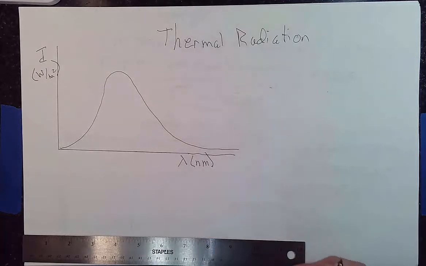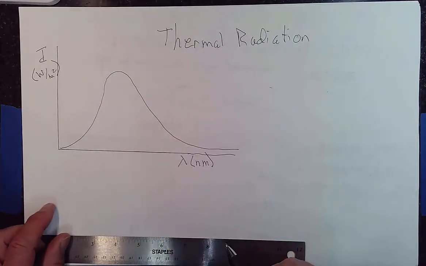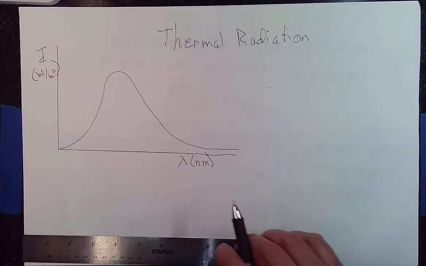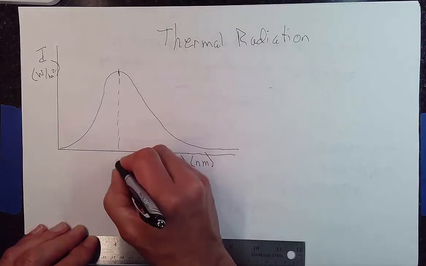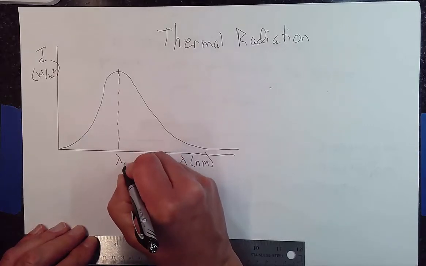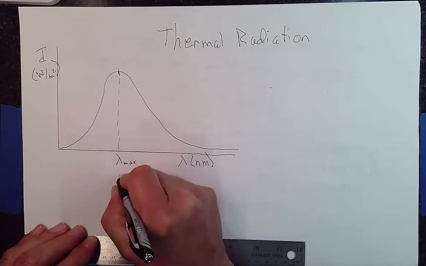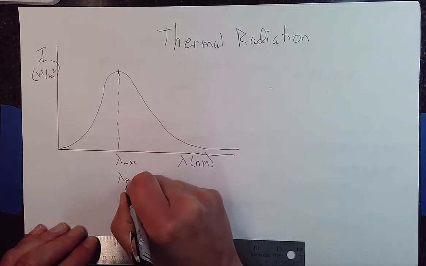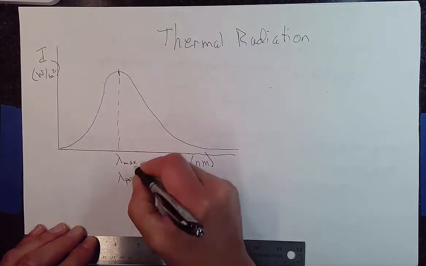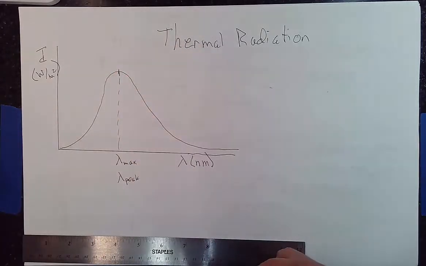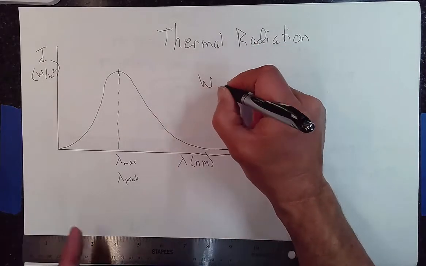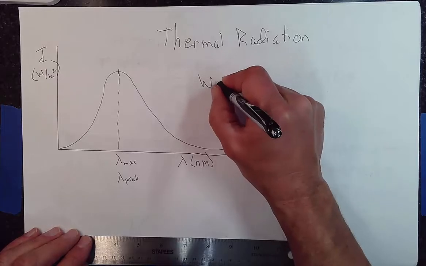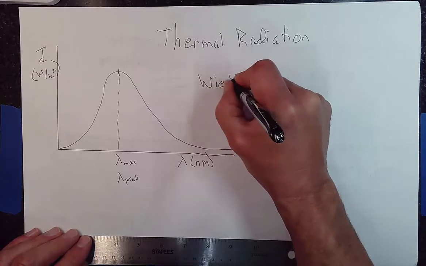The variations from that nice smooth curve can also tell us information about the object, but that's what it might look like. This wavelength right here, which is sometimes called lambda max, it's also sometimes called lambda peak. It's the same thing. It's the wavelength of where that curve is at its highest, and it depends on the temperature. And the relation that describes the relation between temperature and lambda max is called Wien's law.